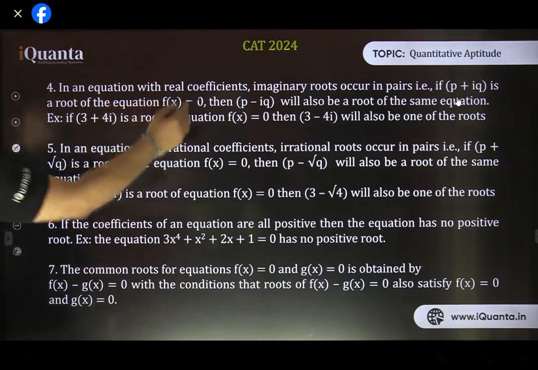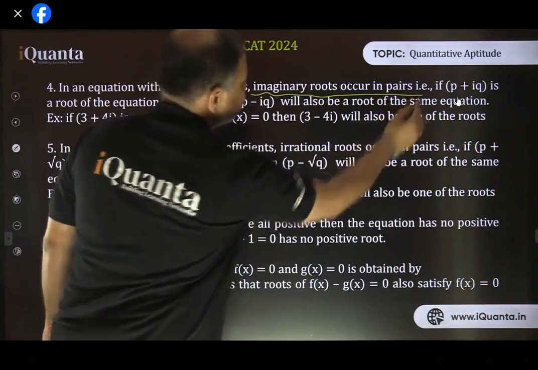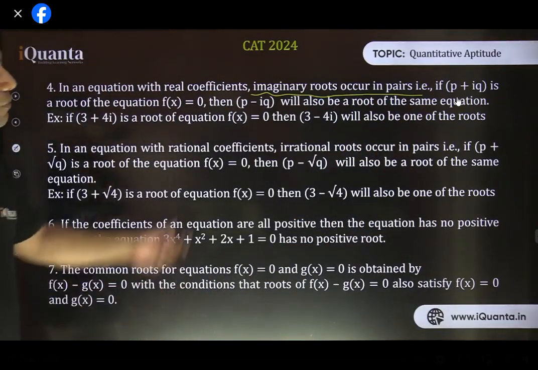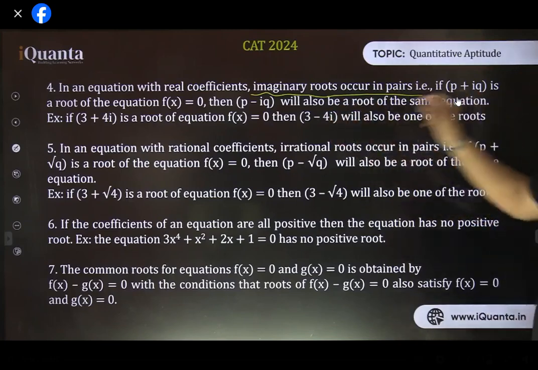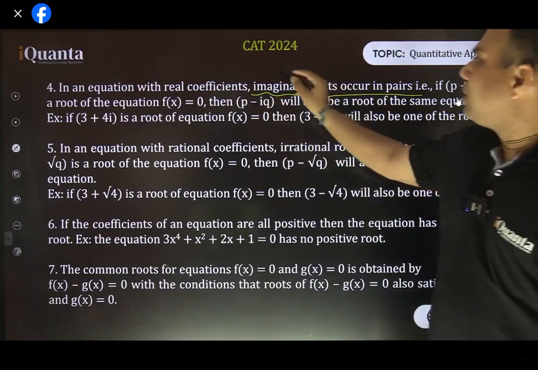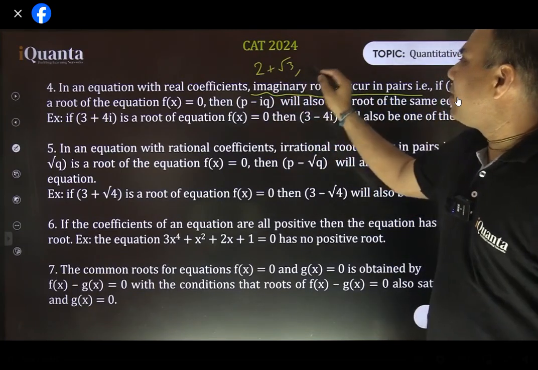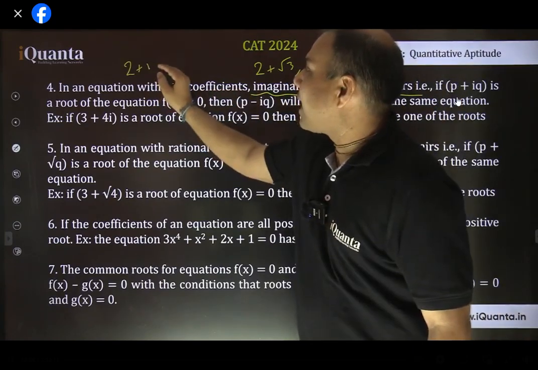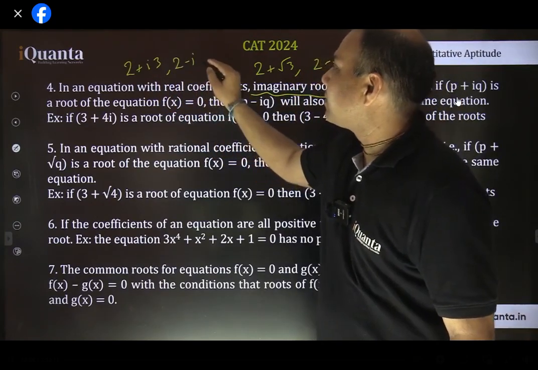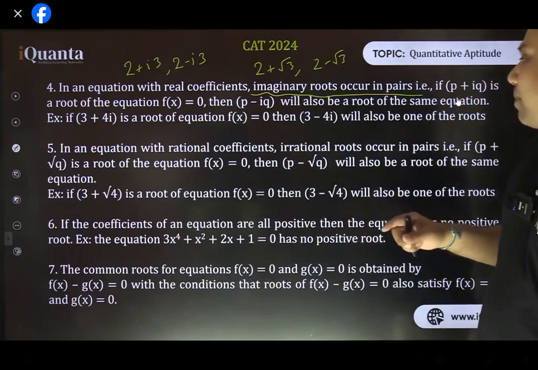In an equation with real coefficients, imaginary roots occur in pairs. That also we discussed yesterday while discussing quadratic. If there are imaginary roots, they will occur in pairs. That is, if p plus iota q is a root, then the other will be p minus iota q. If one of the roots is 2 plus root 3, then the other will be 2 minus root 3. That is for irrational roots. And for imaginary roots, if one is 2 plus iota 3, then the other will be 2 minus iota 3. Right? And we also discussed why and when this will happen.